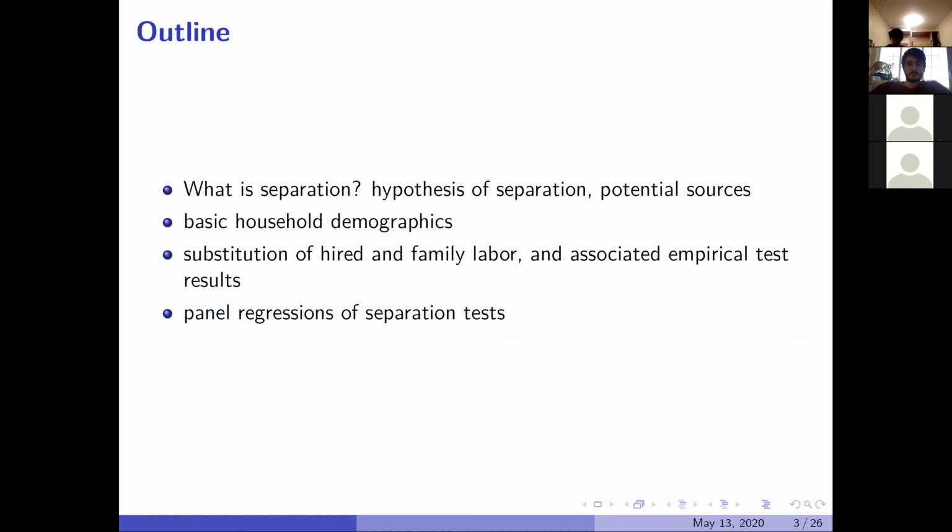Okay, so now that we have an understanding about what we're talking about when I say the word separation, what are the potential sources that could cause separation? And the literature talks about several. So I think I have a list here.